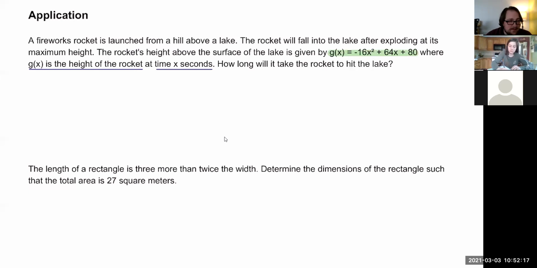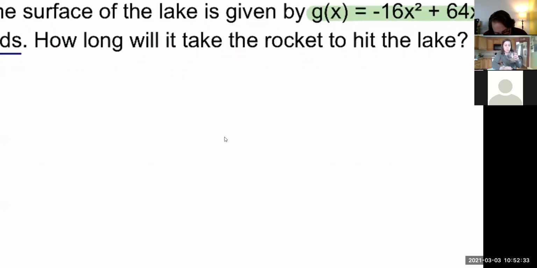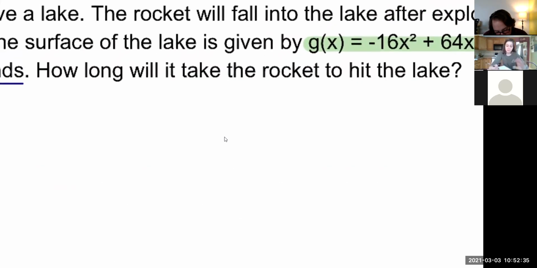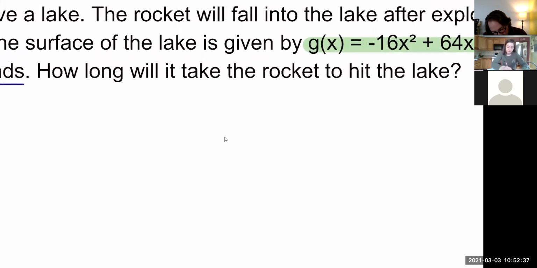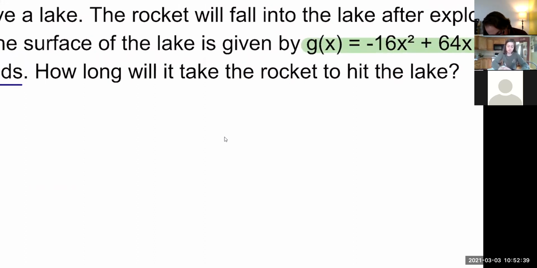So there's a lot of information here, a lot of backstory, where the math that we're interested in is the function that it gives us and what each piece of the function represents. But where we start to pick through what we're actually looking for is in the very, very last question itself. How long will it take the rocket to hit the lake?